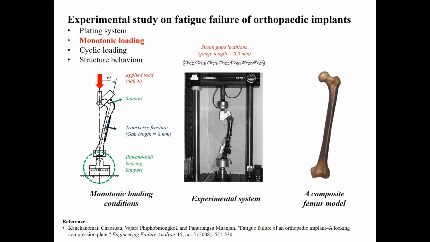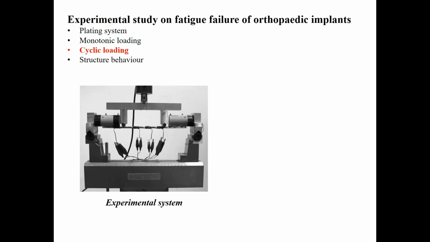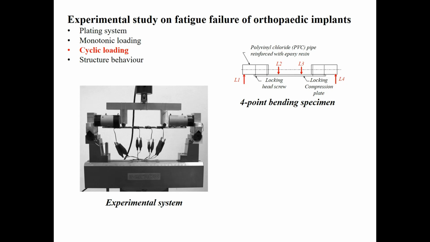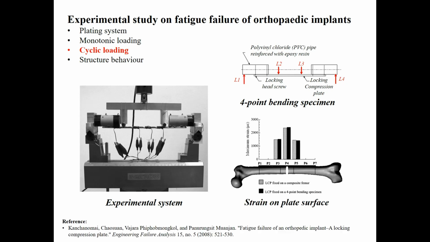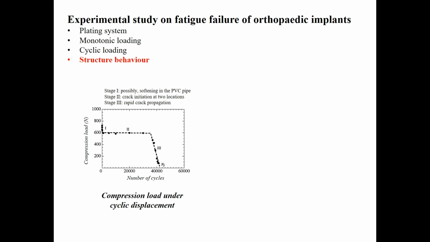Since the composite femur could not be subjected to cyclic loads, for the fatigue test, the plating system was fixated to 2 solid polyurethane foam pipes and tested by a 4-point bending test machine. The fatigue test was conducted by applying displacement. The location and the displacement magnitude of the test rollers were adjusted such that the maximum strain, distributed on the surface of the plate, matches the strain distribution obtained from the monotonic test. The cyclic load pattern was sinusoidal, and its frequency was 3 Hz. For each cycle, the compression load was recorded by the machine.